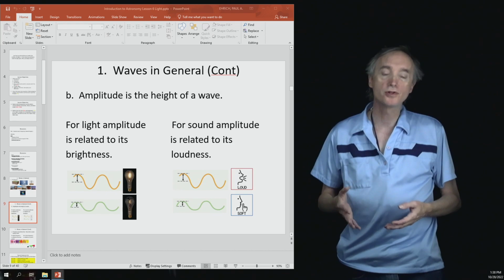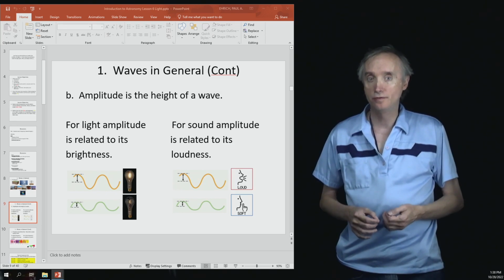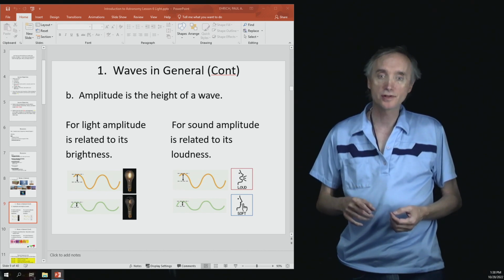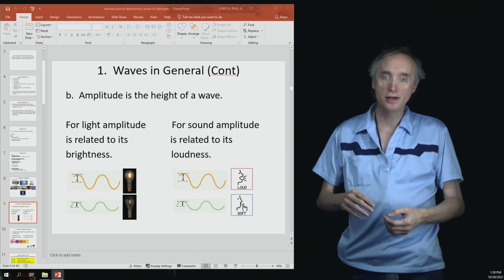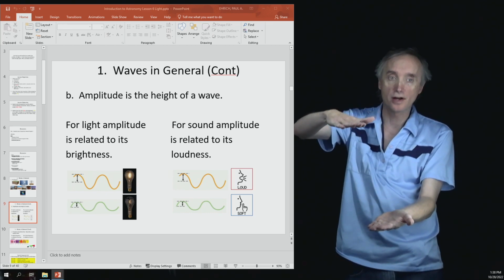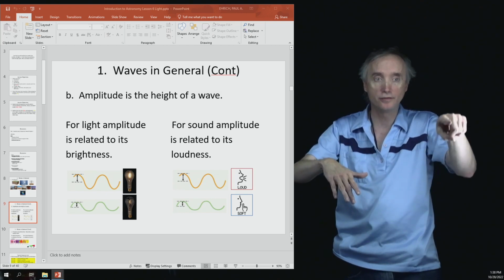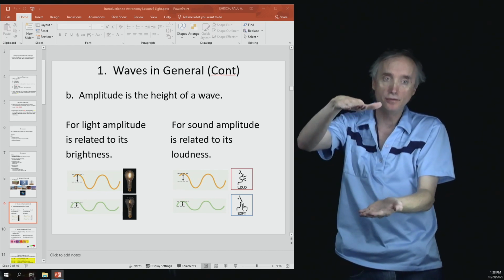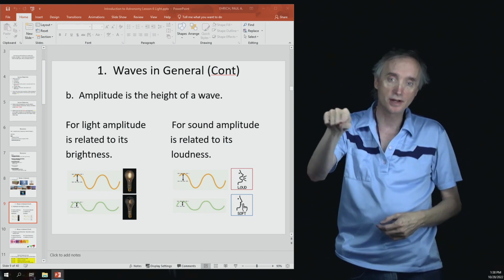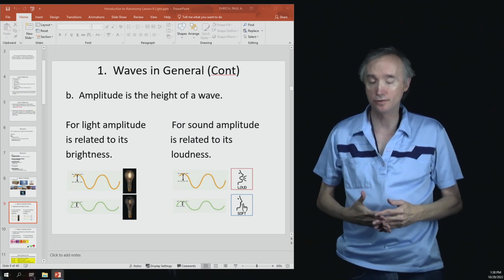So the first thing I want you to know about is the amplitude of a wave. The amplitude of a wave is going to be the height of the wave. And you'll notice how it's measured. It's not measured from the trough of the wave to the crest of the wave. So a wave has a crest, and then it's got a trough, and then it goes back up again. So it's not from the crest to the trough. It's measured from the crest to halfway in between. So we're going to call that the amplitude.